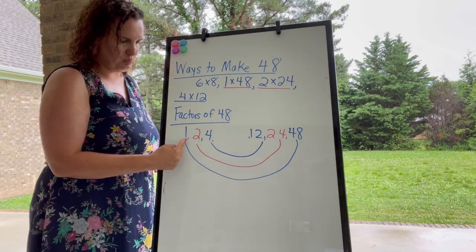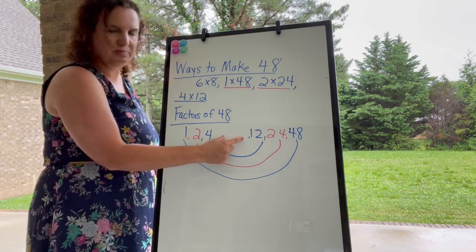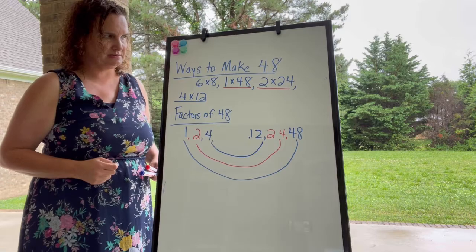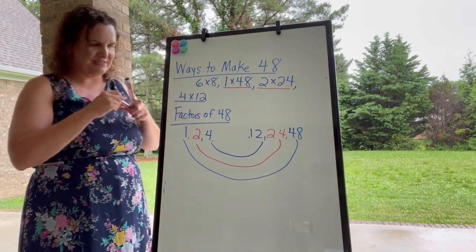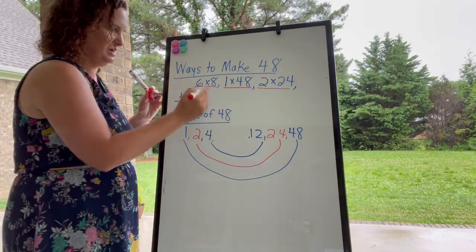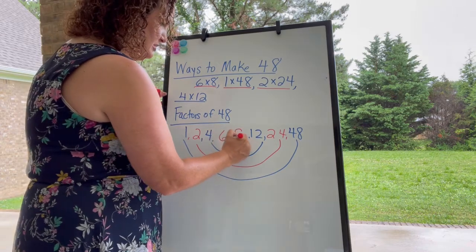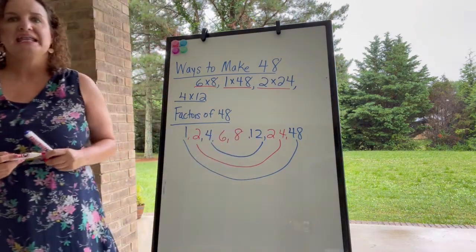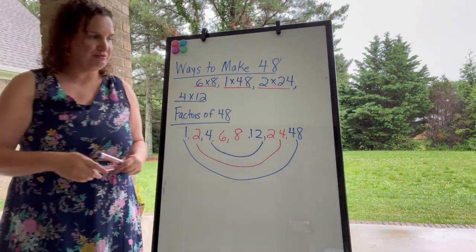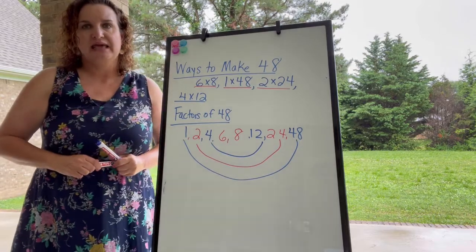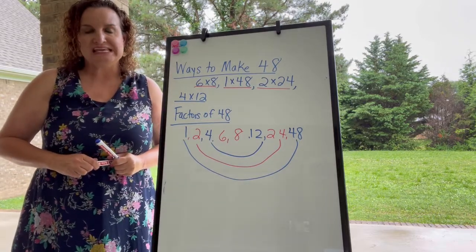All right, so we've got 1, 2, 4. What pair of factors would go next? We've only got one left, and that's 6 times 8, okay? So let's put our 6 there and our 8 there. Now, all of these numbers are factors of 48. They are going to go into 48 evenly.